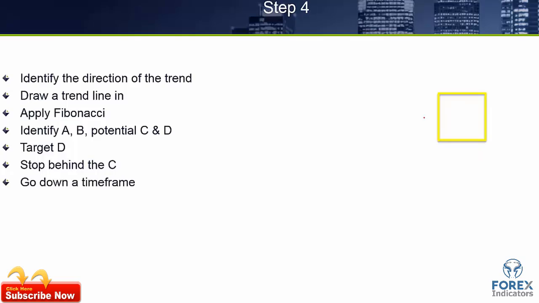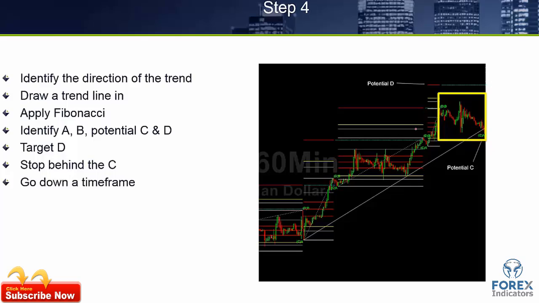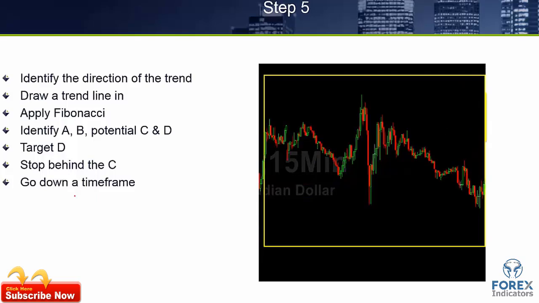And you can see, go down to the time frame. In other words, if you want to time your entry a little bit better, as we said, you can go down a time frame in order to find your entry criteria. So this is what it looks like on a 15-minute chart. Here's the 60-minute version, here's the 15.